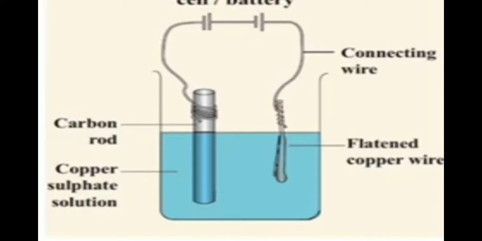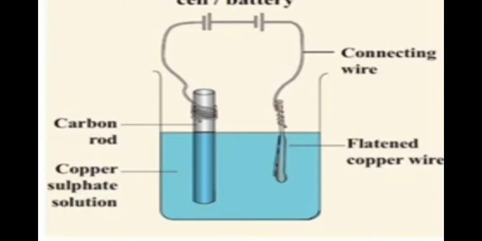So electroplating is the chemical method by which one metal gets deposited over the other metal by passing electric current. So when you pass electric current through the electrolyte, electrolyte means the solution which conducts electricity. Here the solution is copper sulfate solution. It is said to be an electrolyte. So when electric current is passed through the electrolyte, what happens?